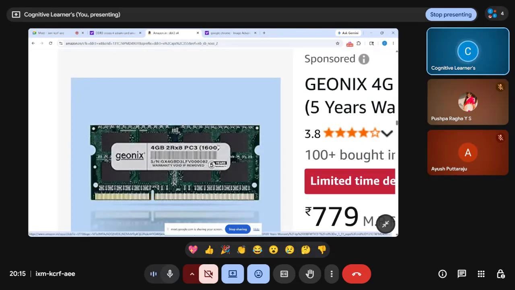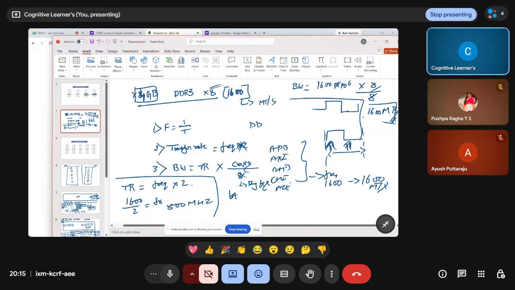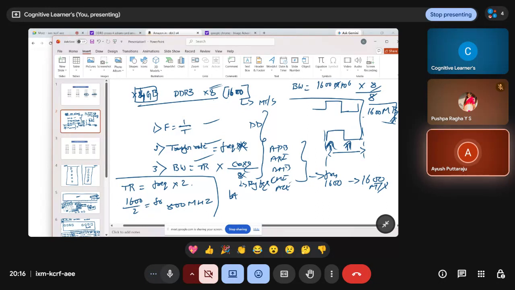1600 megabytes per second. What is the frequency? 800 megahertz. Okay, this way we calculate frequency, bandwidth and transfer rate of each DRAM card. These three formulas we can use to calculate the frequency, transfer rate and bandwidth. If you have any doubt, guys, Ayush and Pushparaga, if you have any doubt. No, sir. Okay.